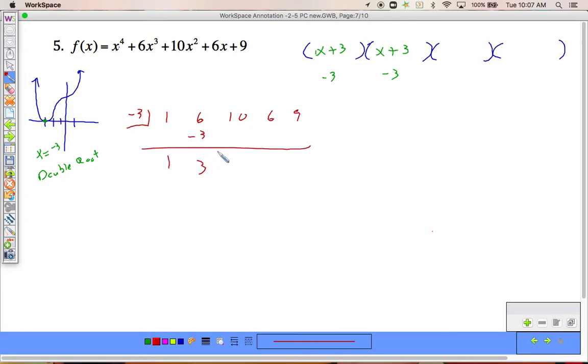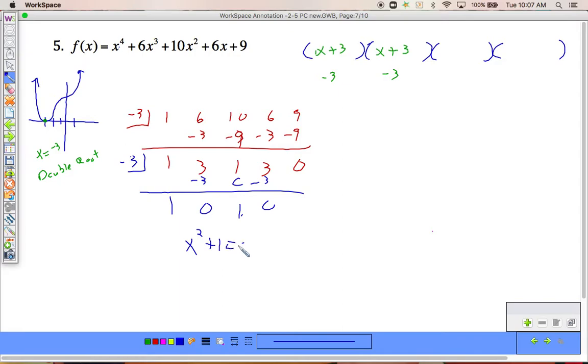1, -3, 3, -3, that's -9, 1, -3, 3, -9, 0. There we go, there's one of them. Now I'm going to do it again with the other of my double root. And I get x squared plus 1 left over. I'm going to solve. And I get plus or minus i. So those are my other two solutions, i and -i.